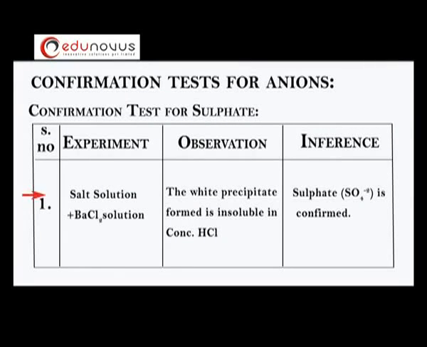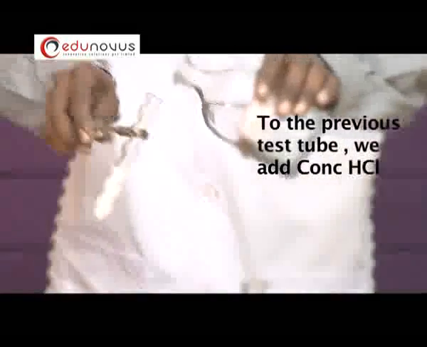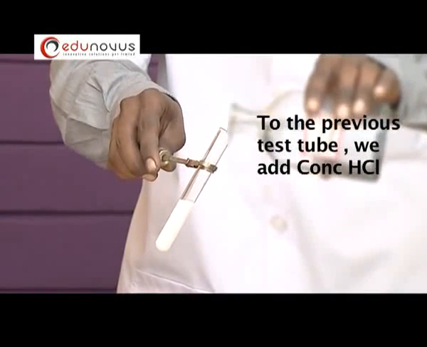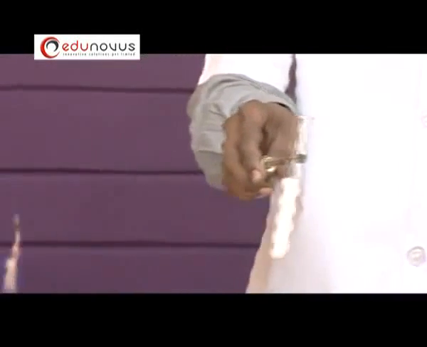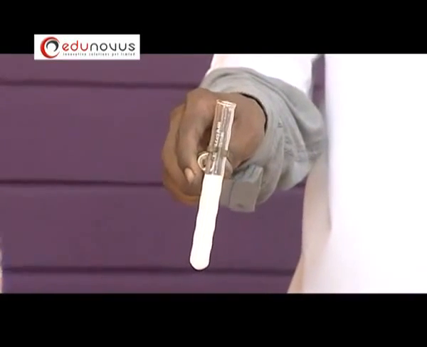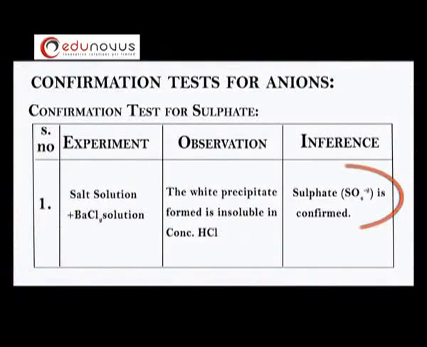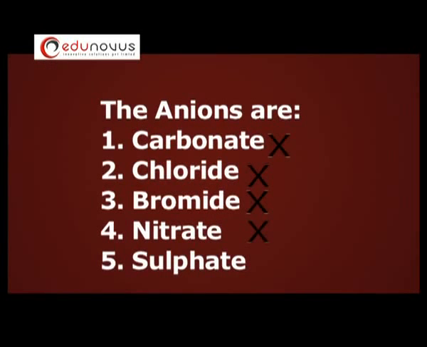Now, we perform the confirmatory test for sulfate ion. To the previous test tube, when we add concentrated HCl, the precipitate is insoluble. This confirms the presence of sulfate ion. Therefore, the anion in the given sample is sulfate.